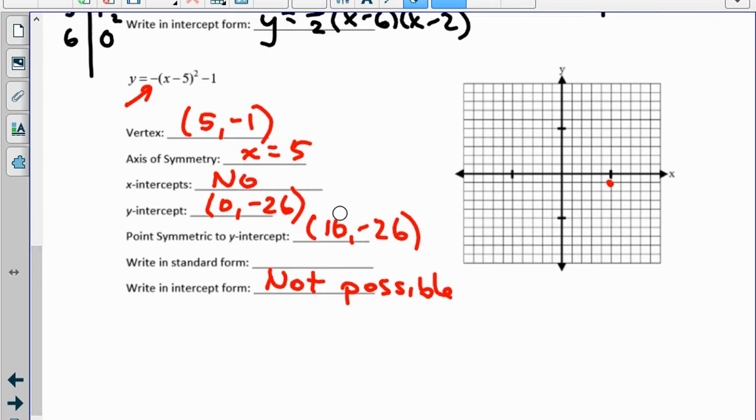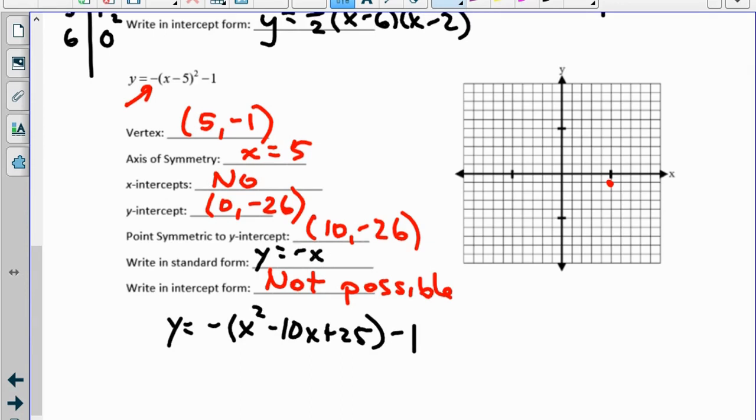So that's that. Writing it in standard form, that's basically my last thing that I have to do. So negative, if I distribute that x minus 5, I get x squared minus 10x plus 25. And then there's the minus 1. So I get y equals negative x squared plus 10x minus 26.